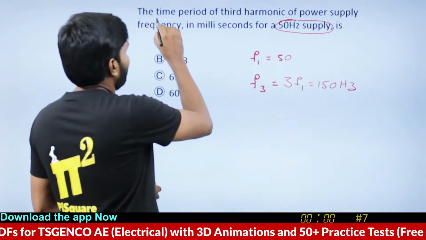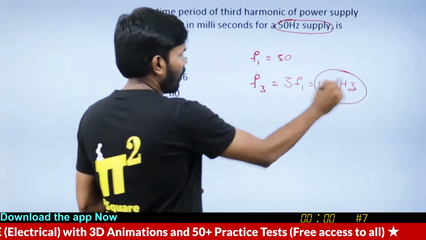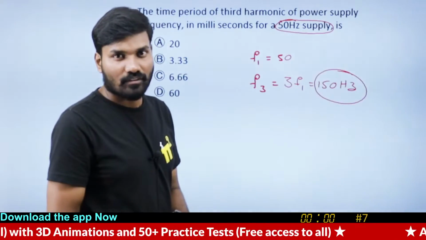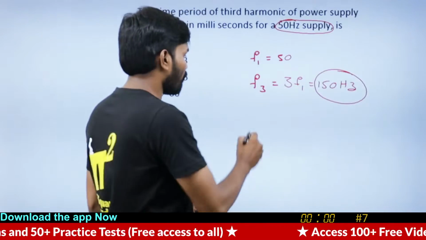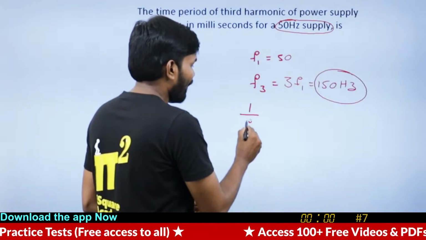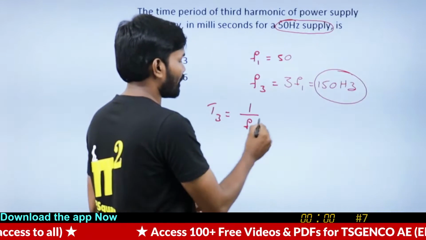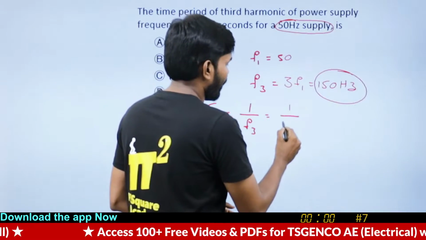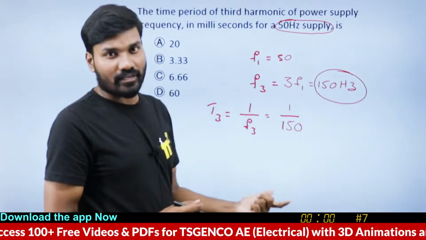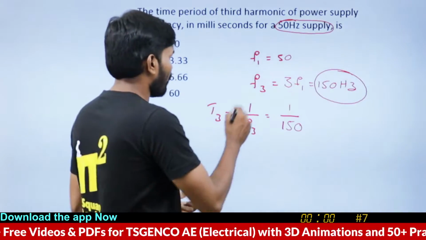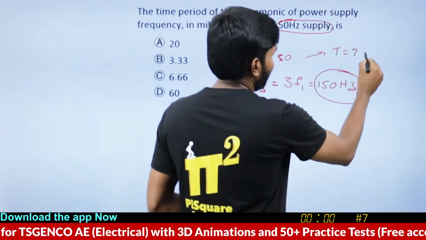So he meant to say, what is the time period for 150 hertz? That's the question. What is the time period for 150 hertz? So just go for 1 by F3. There you're going to get T3, third harmonic time period. So 1 by 150. Or else, you know already for this, the time period is 20 milliseconds.